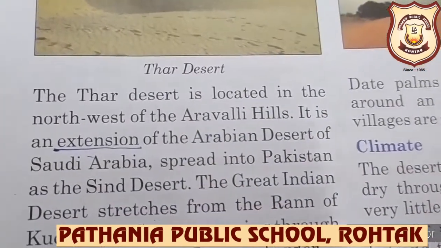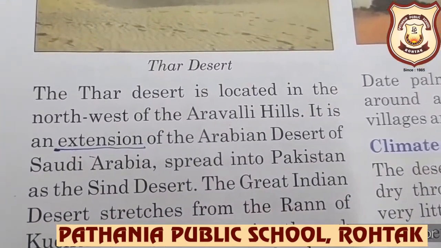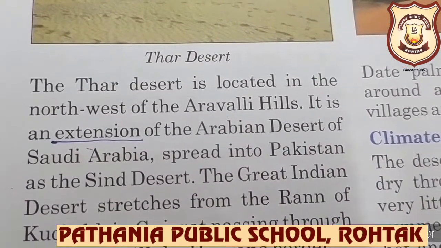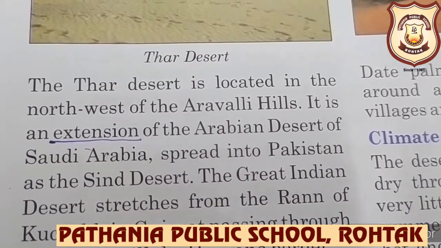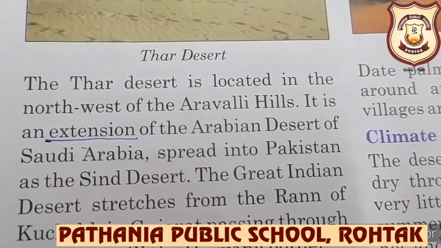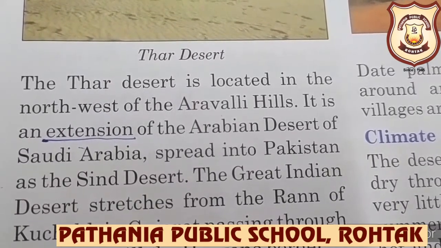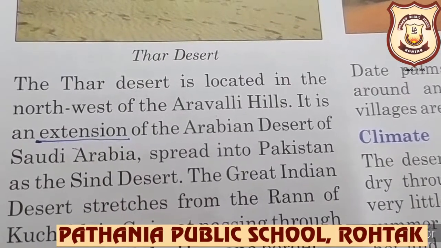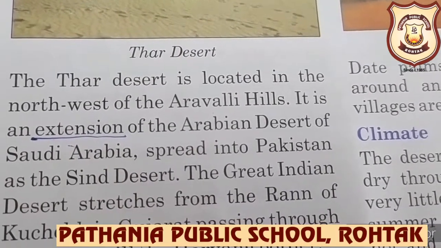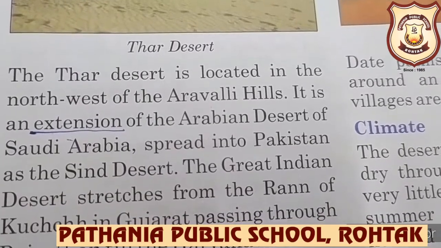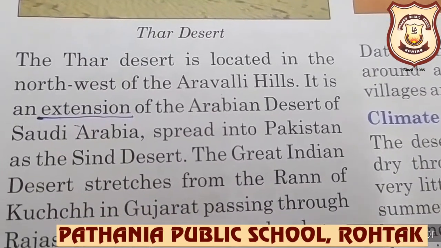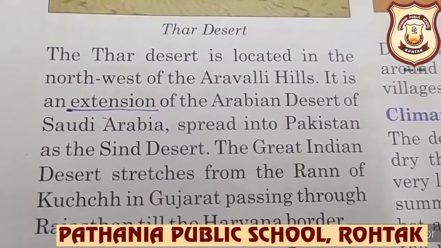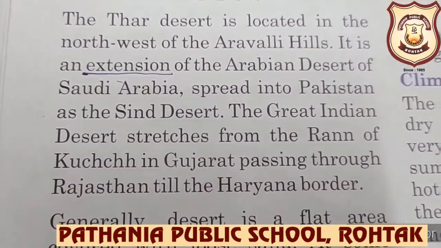Okay, so in India, in Rajasthan, some parts of Haryana, Gujarat and Punjab. In these 4 states, Thar Desert is there. Okay, and in Pakistan, it's called Sindh Desert. It spreads into Pakistan as the Sindh Desert. The Great Indian Desert stretches from the Rann of Kutch in Gujarat, passing through Rajasthan till the Haryana border. So as I showed you, it's clear.